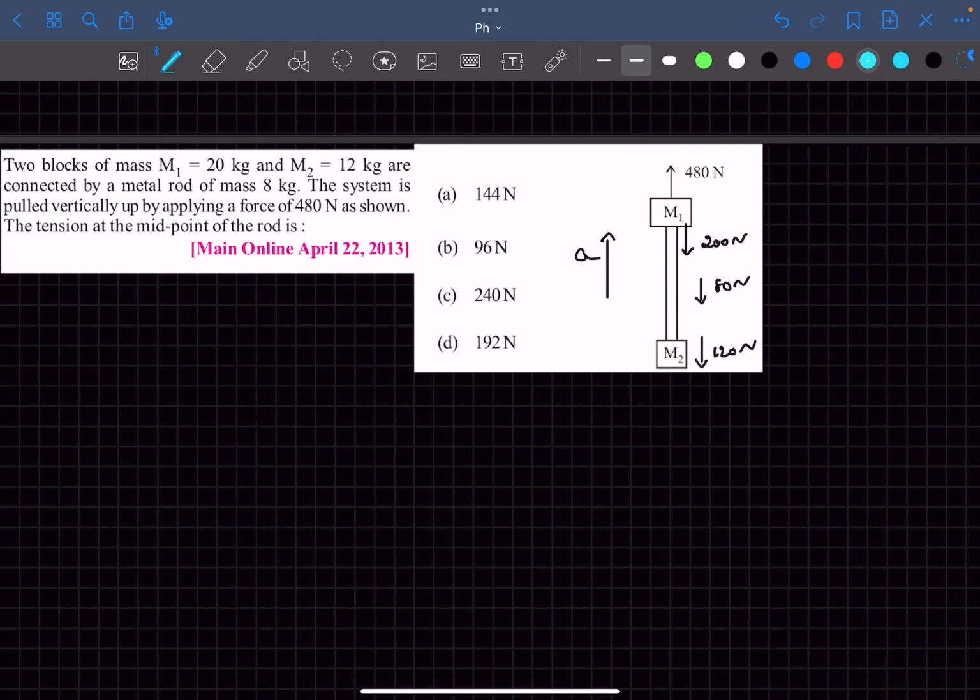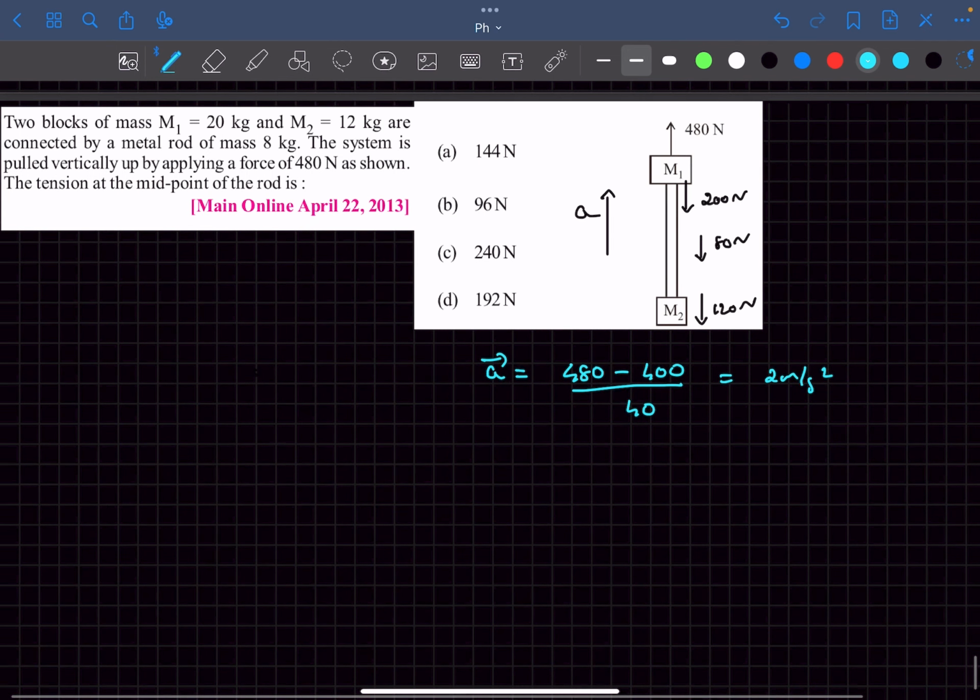As the mass M1, rod and M2 will move as a system, let's say its acceleration is going to be a. So we can find out a as the net upward force, which is 480, minus the net external downward force, which is going to be 200 plus 80 plus 120, that is 400, divided by the total mass of the system, that is 40. So this comes out to be 2 meters per second square.